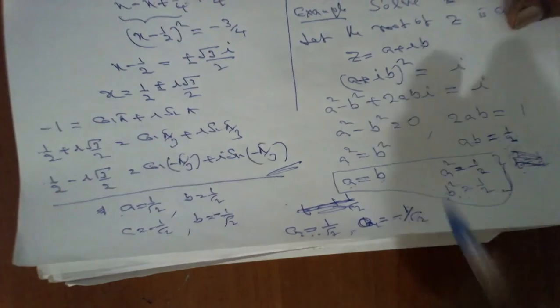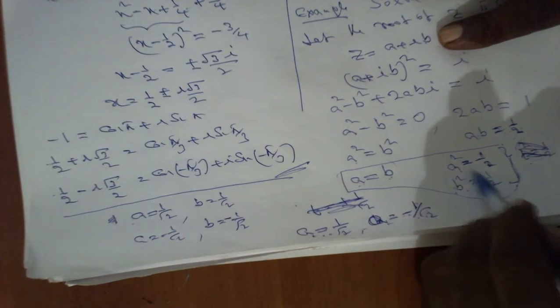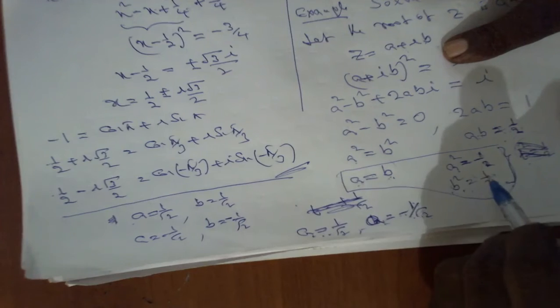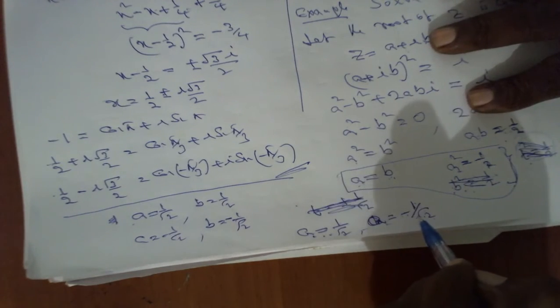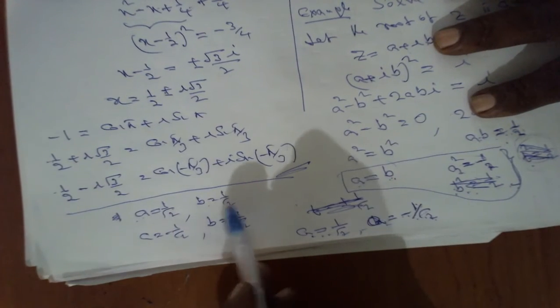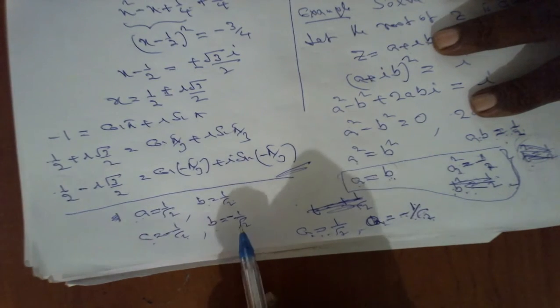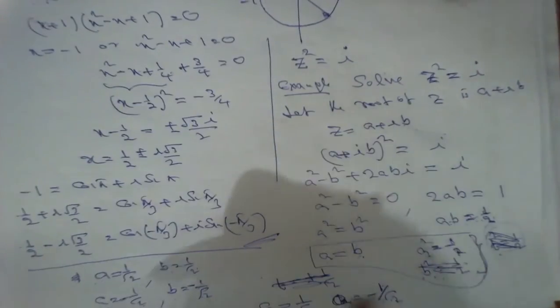So you have to consider three equations. A squared equals half, B squared equals also half. You just solve: A squared equals half, A equals plus or minus 1 over root 2. If A equals 1 over root 2, B also 1 over root 2. If A equals minus 1 over root 2, B equals minus 1 over root 2. Accordingly, how many roots are there?